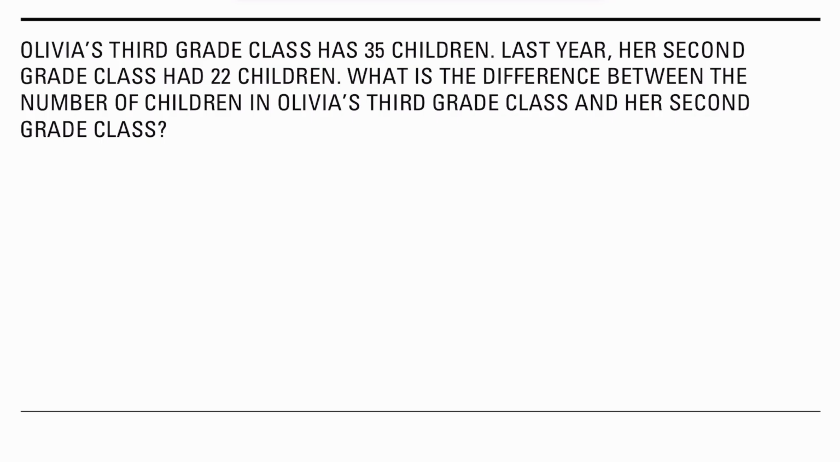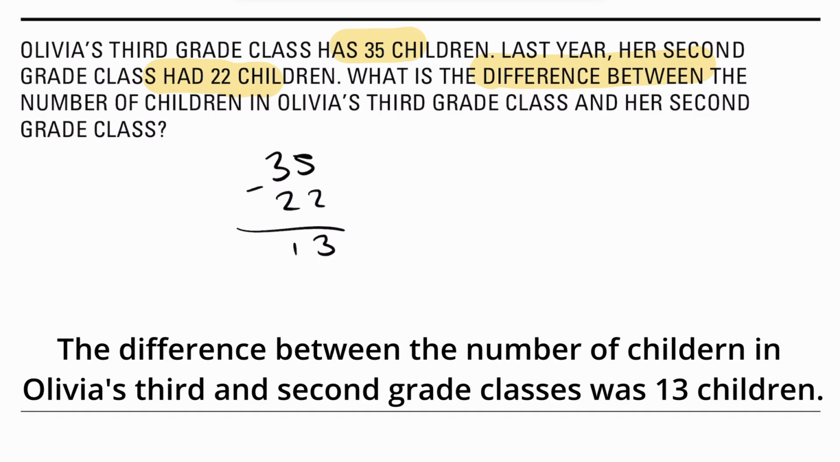Olivia's 3rd grade class has 35 children. Last year, her 2nd grade class had 22 children. What is the difference between the number of children in Olivia's 3rd grade class and her 2nd grade class? So we're looking for the difference between, and we're looking between the 3rd and the 2nd. So the 3rd had 35 children, her 2nd had 22. So all we're doing here is when we're translating, we would say that we're looking for 35 minus 22. And now just calculating that, 5 minus 2 is 3, 3 minus 2 is 1. And so in our answer, we should say something to the effect of the difference between the number of children in Olivia's 3rd and 2nd grade classes was 13 children.